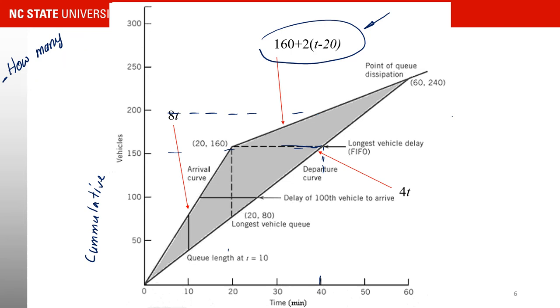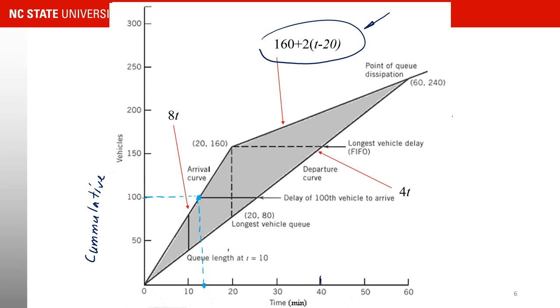Now, if I ask you at which time we have, let's say, 100 vehicles in the system. Or no, at which time we have 100 vehicles arrived at the system? At what time have 100 vehicles arrived? So you go from 100 until you hit this line and you go down. This is the time at which the 100th vehicle has arrived.